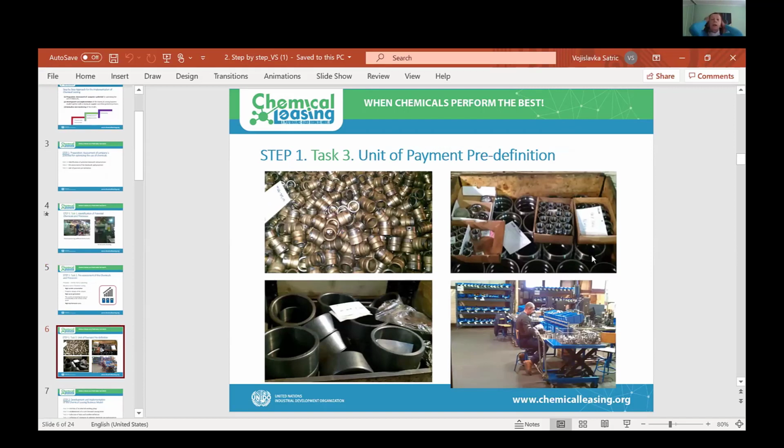After that, our next task was to define the unit of payment. In this company, and not only in this, in all metal processing companies, there are many kinds of parts, different shapes, weights, and so on. But we were lucky, because this company works 24 hours daily, 7 days a week, constantly, so the process is constant. And the unit of payment in this case was predefined as a monthly fee, but it is also actually related to the number of working hours of the cleaning machines.